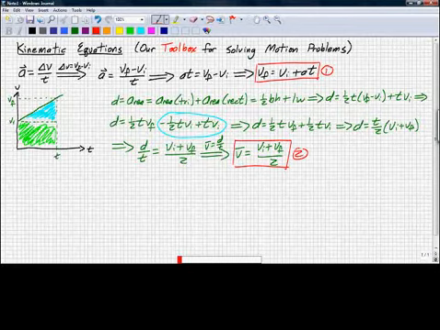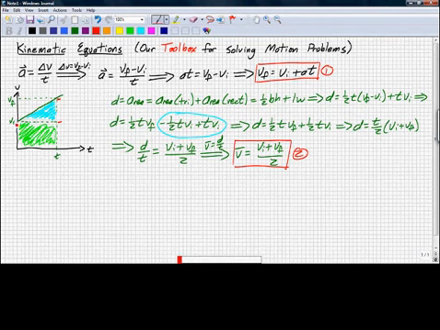And that should make fairly intuitive sense. If we look over here at our graph, between vf and vi, if we have something that's moving at a constant rate, we would expect the average of those two to be halfway in between. And really, that's all that equation is telling us.